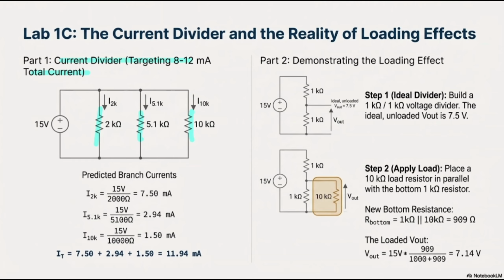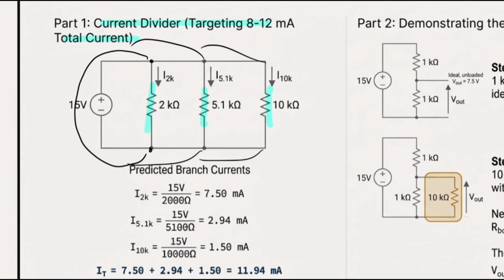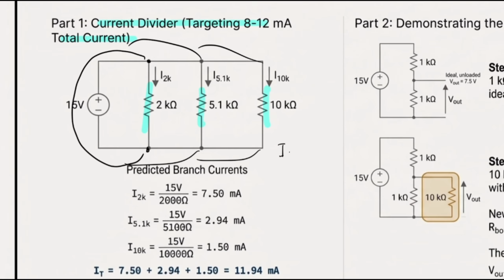In order to find the current inside each branch, since I know that each resistor is connected in parallel with my source, all of the voltages are going to be 15. All of them are going to be 15. 15 divided by resistance, based on Ohm's law, as we know, I equals V divided by R, is going to give me the I1, I2, and I3.